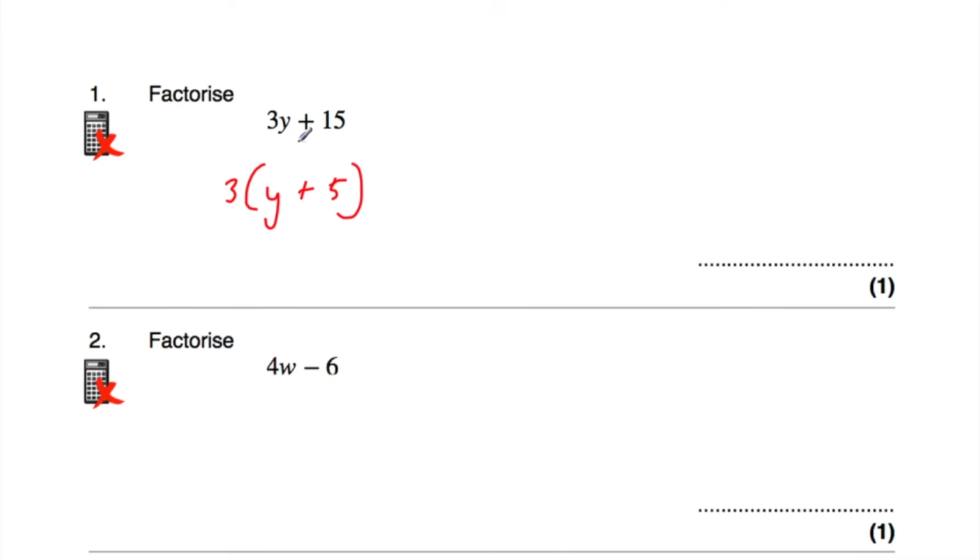So we've factorised 3y plus 15 and we've got 3 bracket y plus 5. Remember, factorising is the reverse process to expanding brackets. So if we wanted to check our answer, we could just expand this. 3 times y would be 3y and 3 times 5 would be 15. So if we were to expand this, we would get 3y plus 15, which is what we started with. So we know we're right. So the answer would be 3 bracket y plus 5. Okay, let's have a look at our next question.